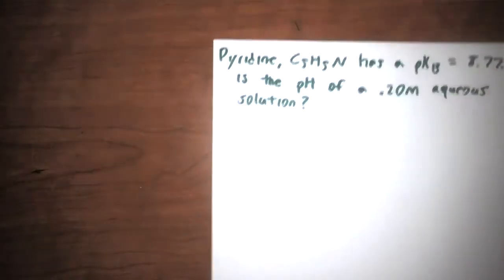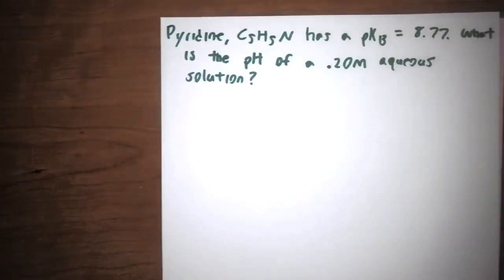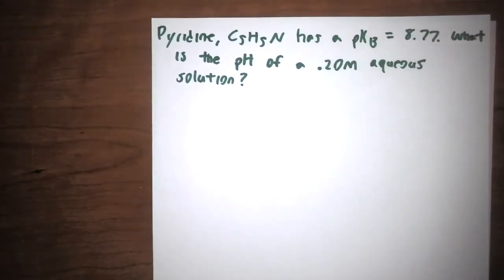This one's really tough, I think. So if you can pause the video now and solve this by yourself, you're doing pretty good for acid and base chemistry. This is probably as hard as it gets for what we're learning up to now. So we have pyridine, C5H5N, has a pKb of 8.77. What is the pH of a 0.2 molar aqueous solution?